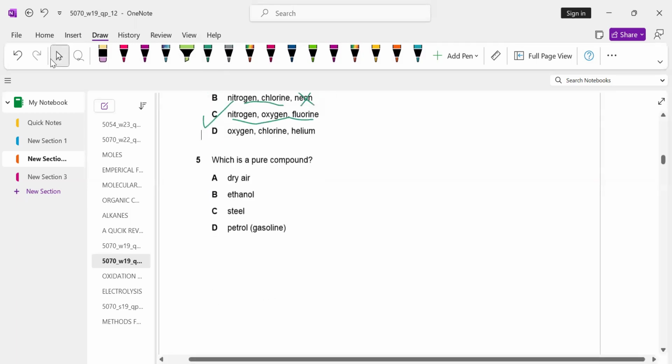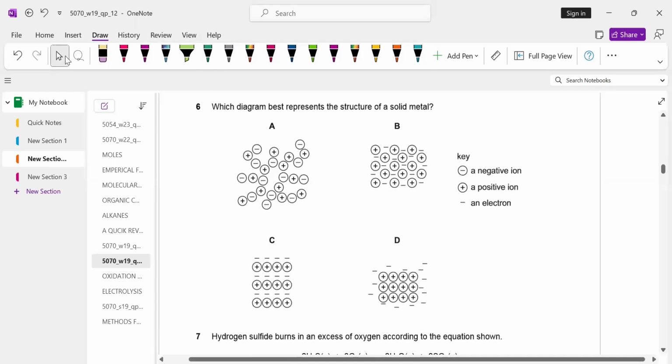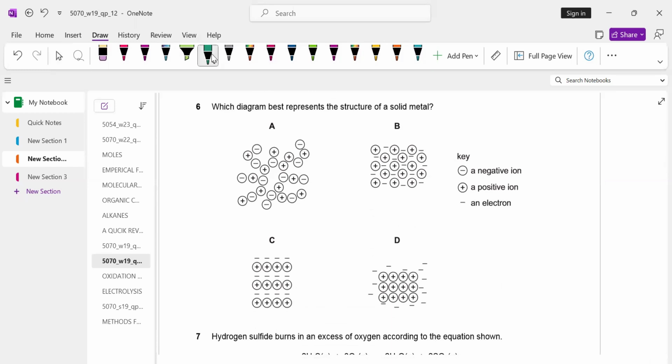Question 5. Which is a pure compound? Dryer, no. Ethanol, yes. Ethanol is a pure compound. Petrol, no. Steel, no. Then question number 6. Which diagram best represents the structure of a solid metal? You should keep the structure of a solid metal in your mind, and the correct structure is option B. Positive charges and electrons between these positive charges.